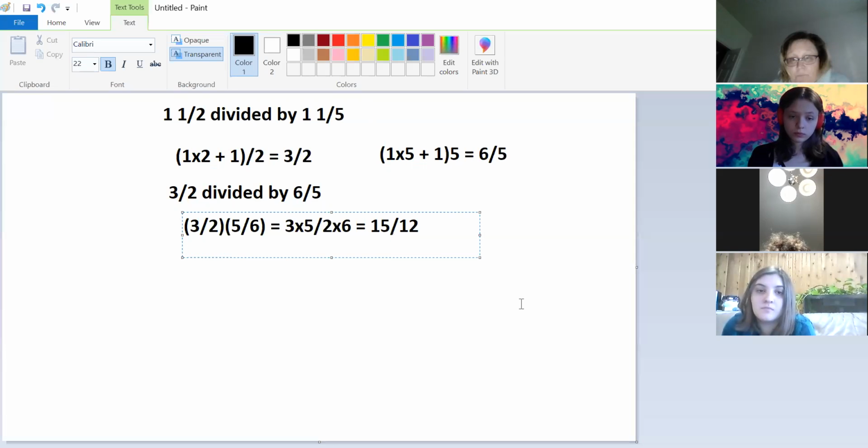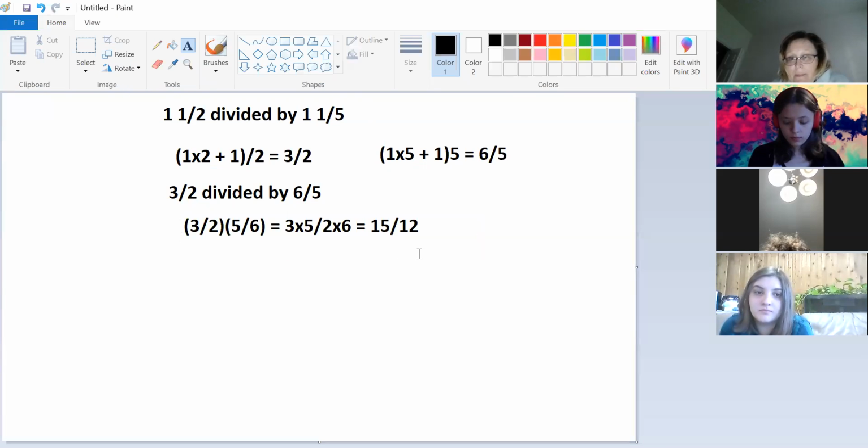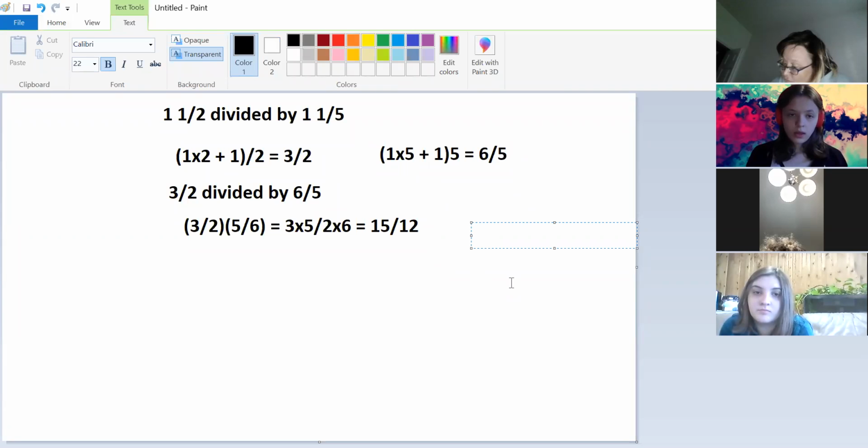Okay, are we with me so far? Now I've got this improper fraction. I need to convert it into a mixed number. How do I do that? What do I have to do with 15 over 12? Anybody, what would I do?